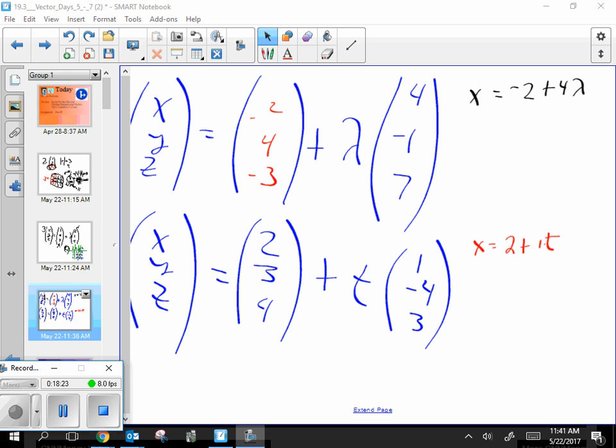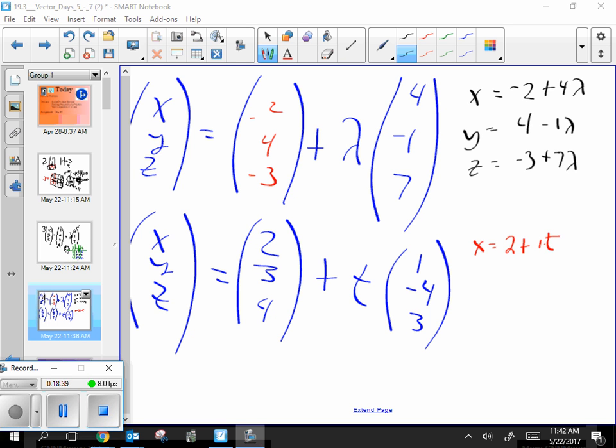Okay, here's what you should have had. Y equals 4 minus 1 lambda, and z equals -3 plus 7 lambda. All right, on the other one, I'm going to make them in red. Y equals 3 minus 4t, and z equals 4 plus 3t. All right. That, so far, is nothing new.